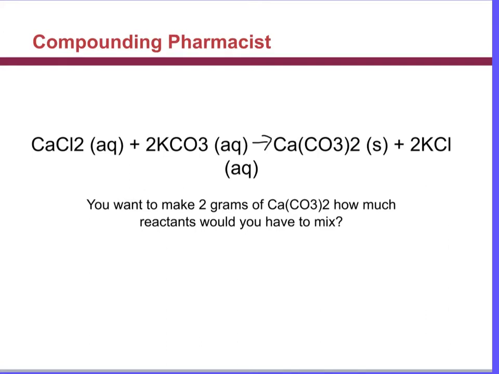The question is, if you are the pharmacist and you need to make 2 gram tablets, let's say the prescription was to make 2 gram tablets and they asked for 10 tablets, how much calcium chloride and potassium carbonate would you want to mix together to make exactly how much you need and prevent having one of these be in excess when you're done? So stoichiometry actually allows us to figure out the math to calculate this in order to reduce excess.